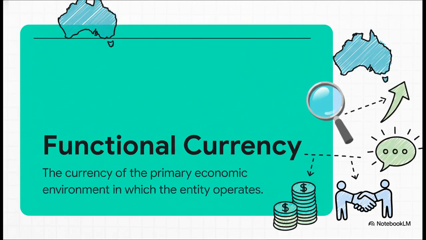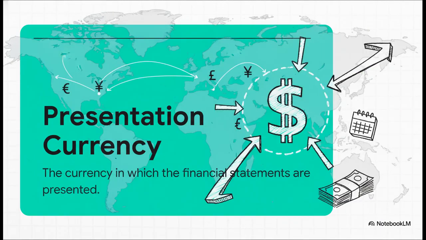If an Australian company is making sales and paying its staff mostly in Aussie dollars, well, that's its functional currency. It's the language of its day-to-day operations. But then there's the presentation currency. This is totally different. This is the currency for the big, glossy reports you send to shareholders. Imagine a giant multinational company. They might have operations all over the world, each with its own functional currency. But at the end of the year, they've got to wrap it all up and present it in one single currency, like US dollars, so everyone's on the same page.